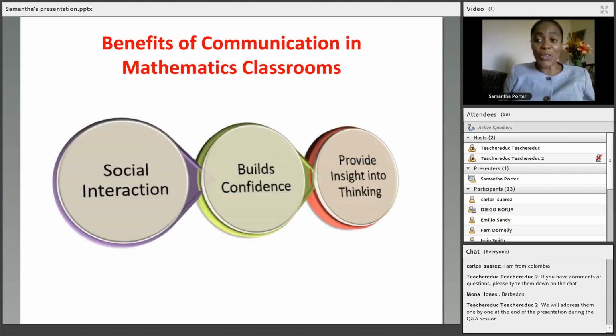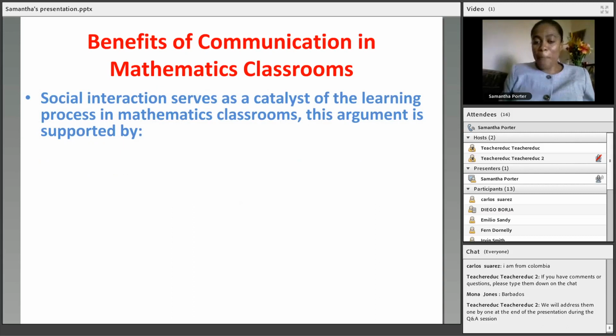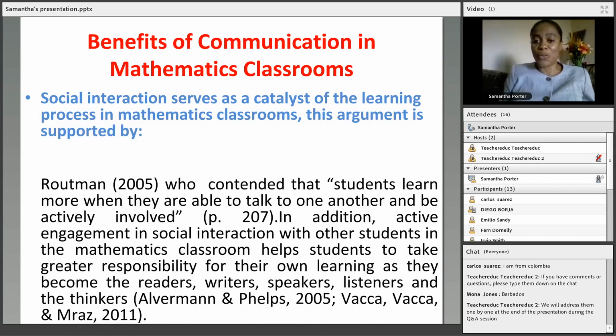So we are going to look now at some of these benefits. There are mainly three benefits that I'm going to highlight here. One, social interaction, two, building confidence in students, and three, providing an insight into our students' thinking. The first one, social interaction. This serves as a catalyst of the learning process in the mathematics classroom.